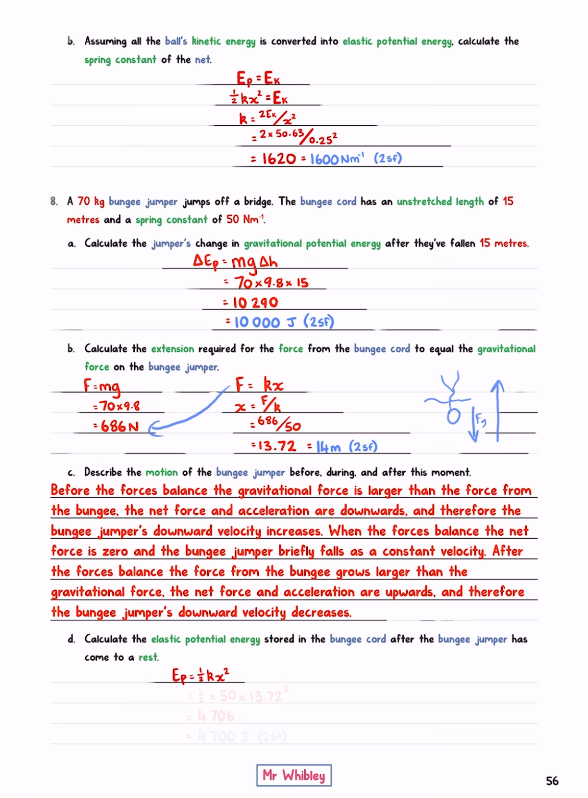Using our elastic potential energy equation, where we know the spring constant, and we know that when the bungee jumper has come to a rest, the gravitational and bungee forces will balance. The extension at that point is what we found in part B. That gives us 4,706, or 4,700 joules to two significant figures.